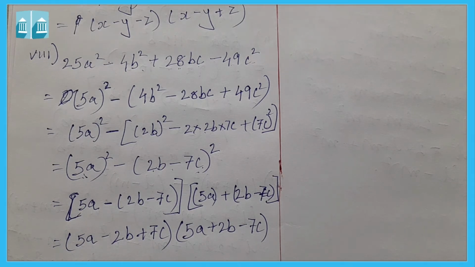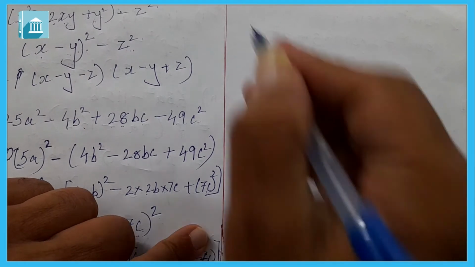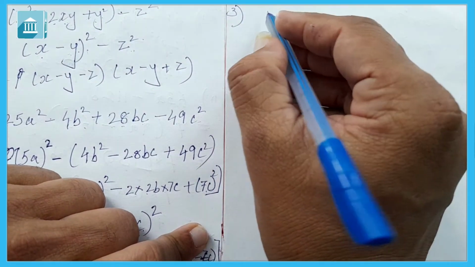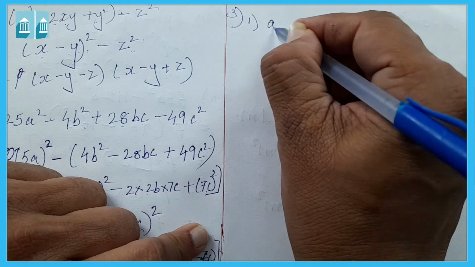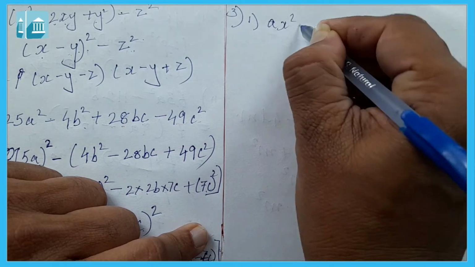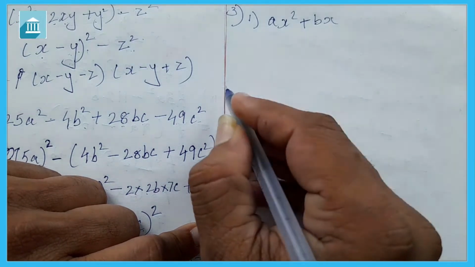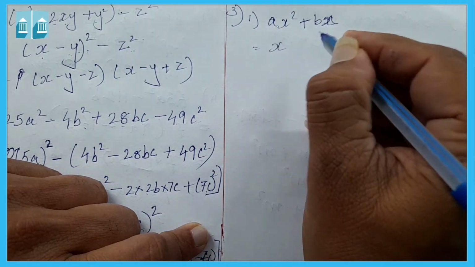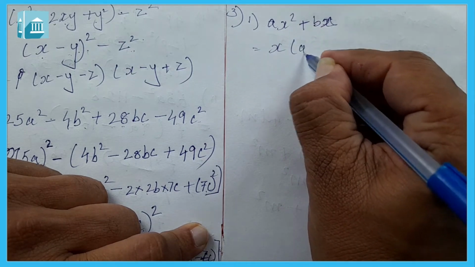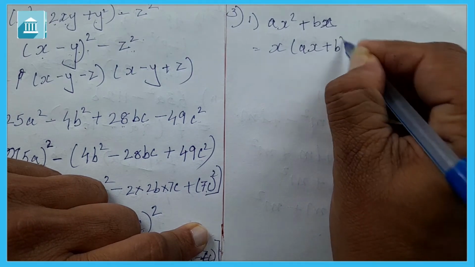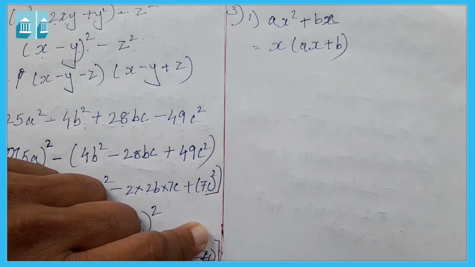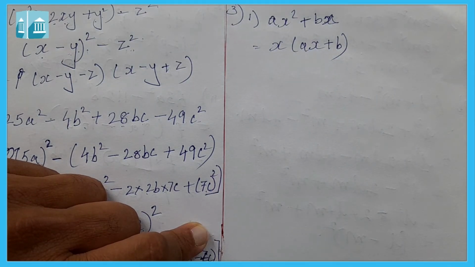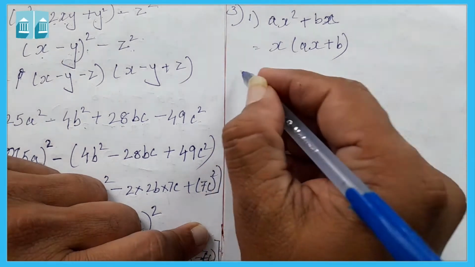Now let us see question number 3. The first one is ax square plus bx. Here we have to just find out the common term, that is x. So we can factorize, we can say x(ax plus b). Same way we can do the second one also. We can do the third one also same way by taking out the common. Now let us see the fourth one.